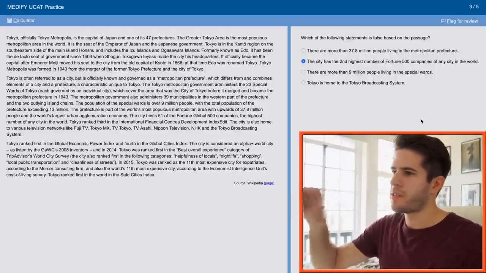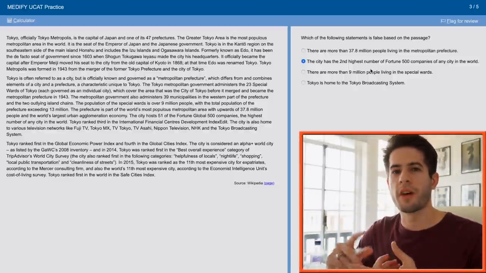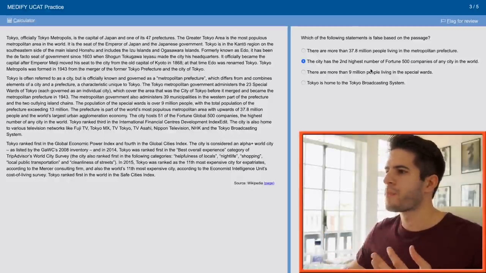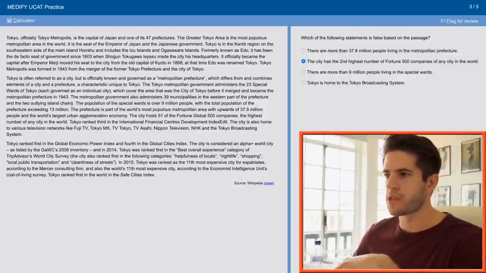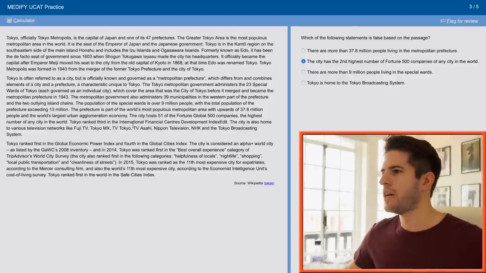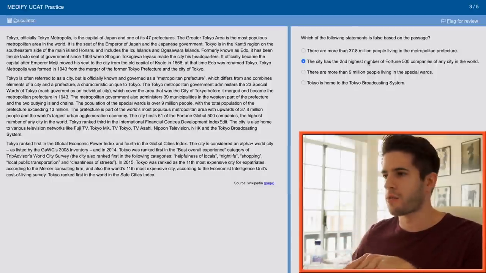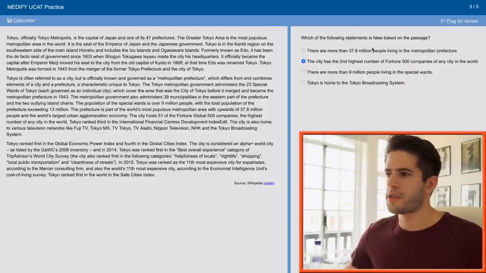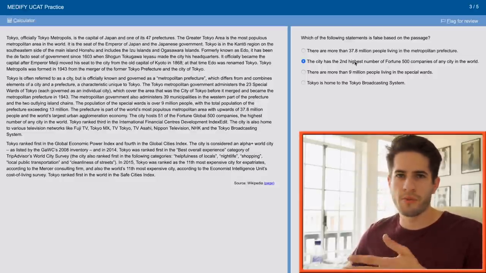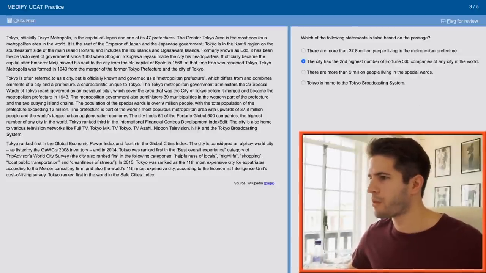Also, in these questions, I find it easiest to quickly look at the answer responses that have numbers or dates or things like that, because those are quick and easy to find within the paragraph, whereas something like this, Tokyo's home to the Tokyo Broadcasting System, is just words, and there's a lot of words here, so it's gonna be more difficult to find those ones first. So generally, I gravitate towards the number-related answers when I'm quickly trying to scan through the paragraph. So yeah, you don't have to do these in order, obviously. A, true or false, B, true or false. You can choose whatever order you want. So choose the ones that you know you're gonna be able to find the fastest. So yeah, you can go for B with that one.